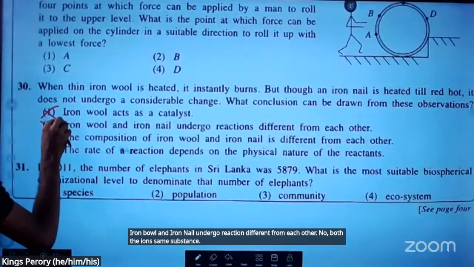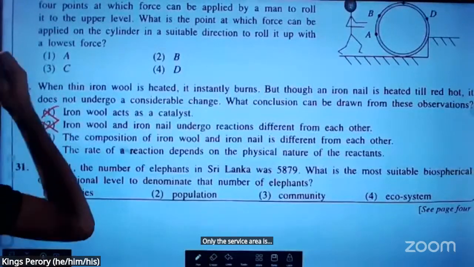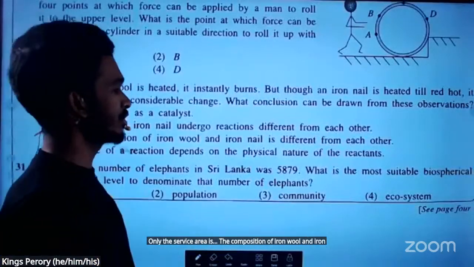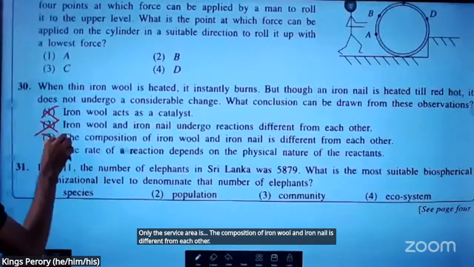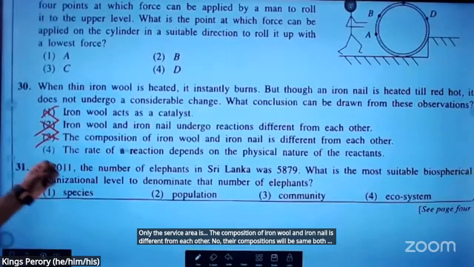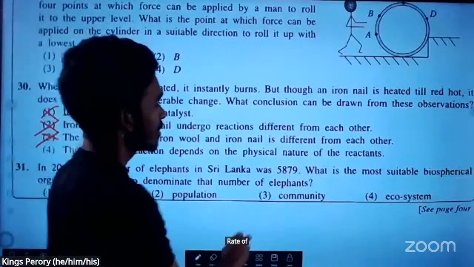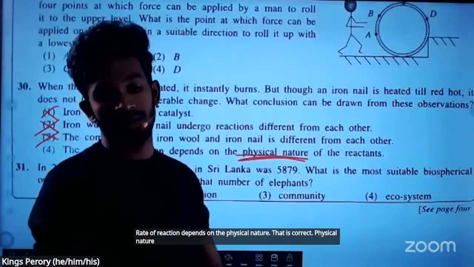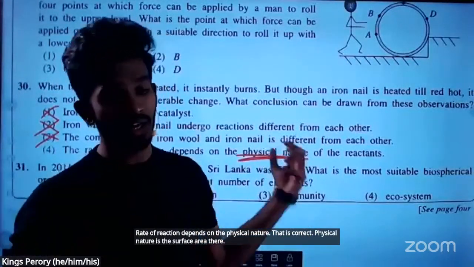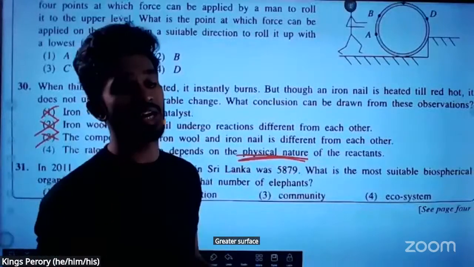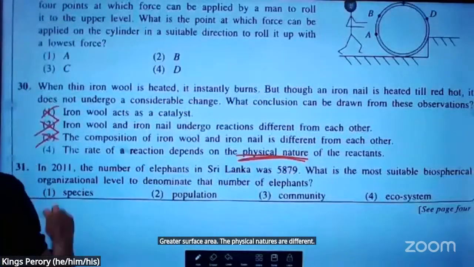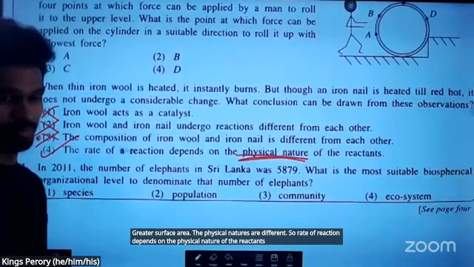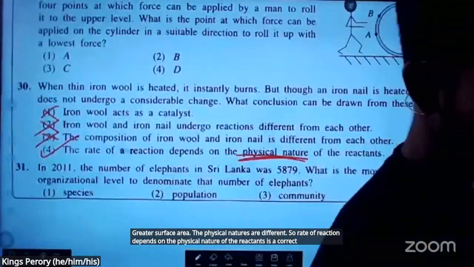Only the surface area is changing. The composition of iron wool and iron nail is different from each other? No, their compositions are the same, both are iron. Rate of reaction depends on the physical nature. That is correct. Physical nature is the surface area there, lesser surface area, greater surface area. The physical natures are different. So rate of reaction depends on the physical nature of the reactants is a correct statement. So answer is answer 4.